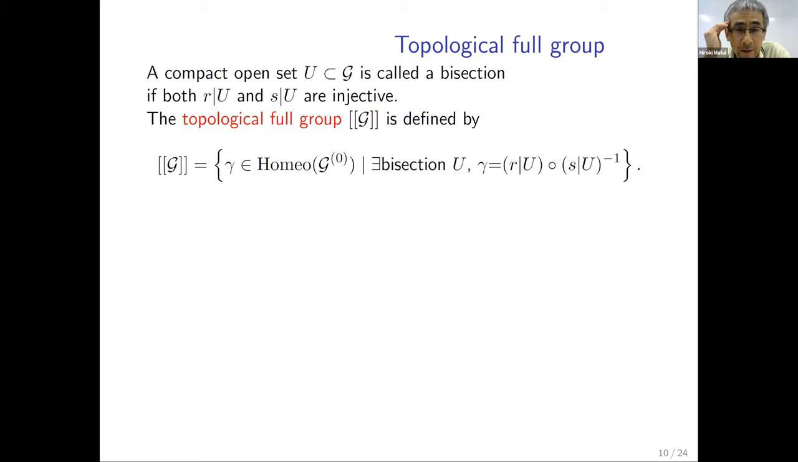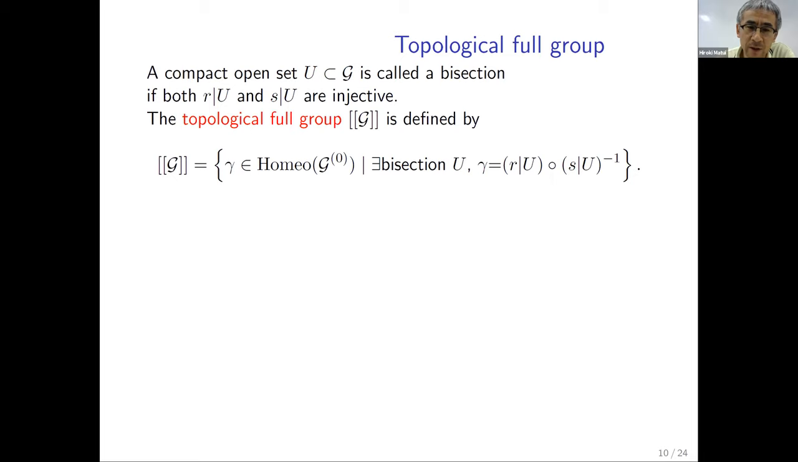So next, let us define the topological full group of an étale groupoid. Let G be an étale groupoid. A compact open subset U is called a bisection if both r restricted to U and s restricted to U are injective. And the topological full group, double bracket of G, is defined as follows. It's a group consisting of gamma such that there exists a bisection U, and gamma is written like this. This bisection U must have the whole space as its domain and also as its range, okay?